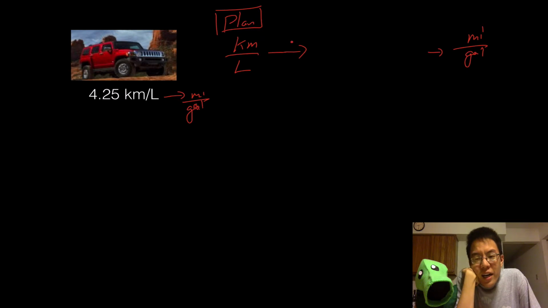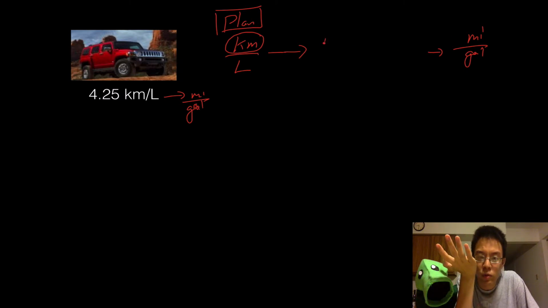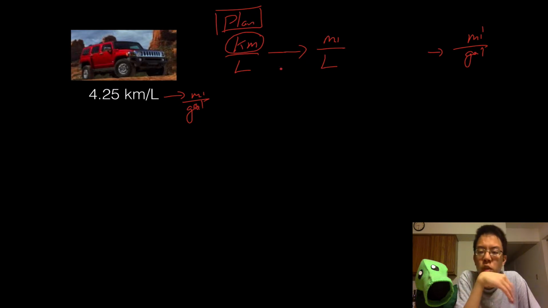So what do you want to change first? Let's change kilometers first. You could change liters first, it doesn't really matter, but I'm going to start with kilometers. How can I get from kilometers towards miles? I know the conversion between kilometers and miles, so I could go to miles per liter. I don't want to change the bottom because I don't want to change too many units at once. I'm only doing one conversion at a time. So that's conversion 1.